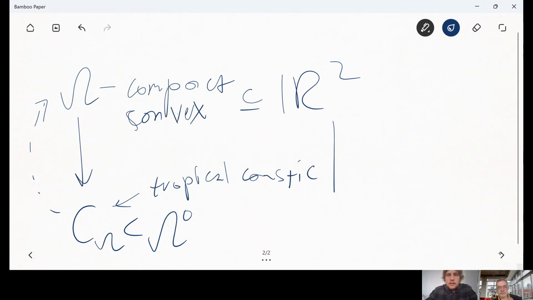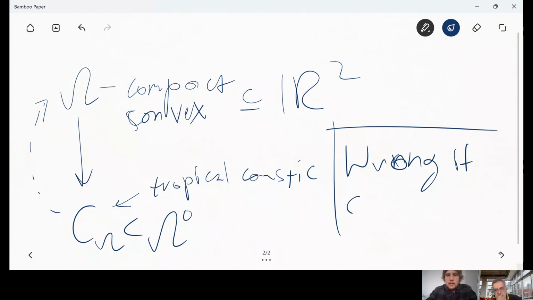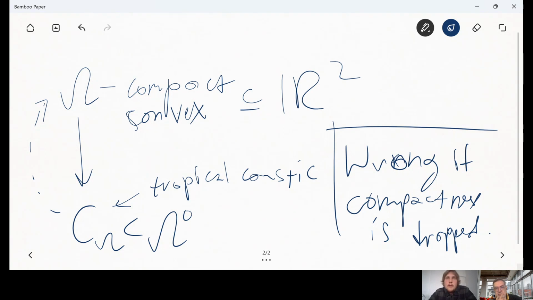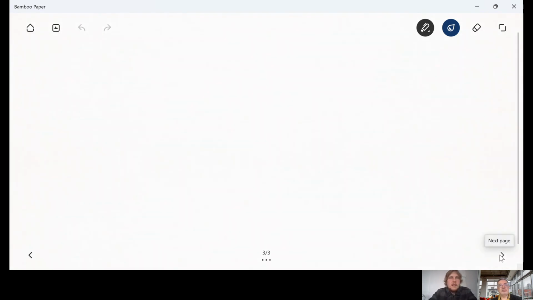Very good. This statement is wrong if compactness is dropped, and it's wrong already for corners. I had never systematically considered examples, and to answer this question about the relation of the tropical angle and the tropical caustic, I attacked it by considering a considerable amount of examples, and I very quickly found that this statement is wrong. So let me explain the recipe.